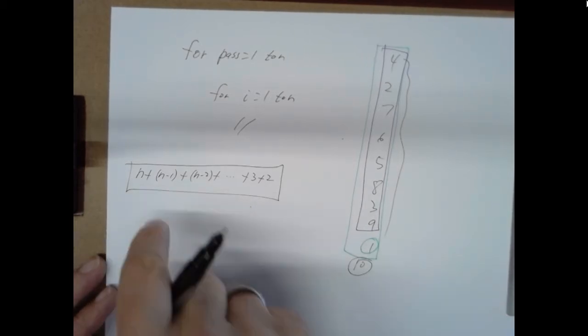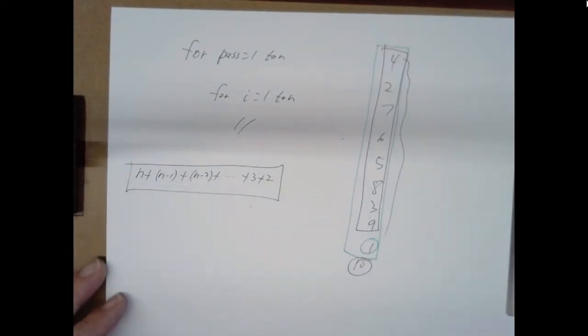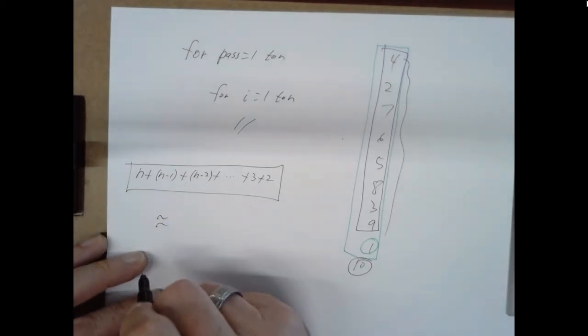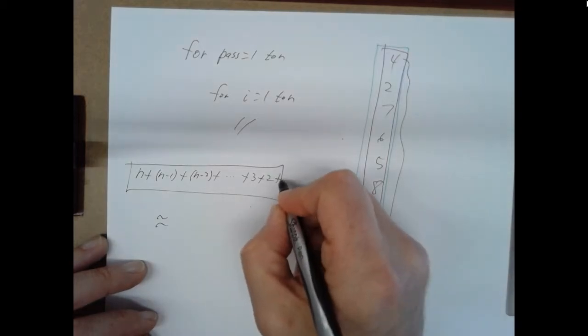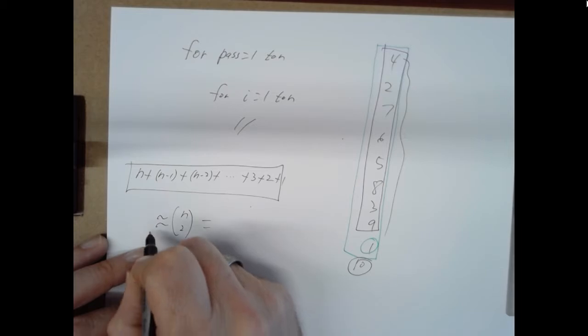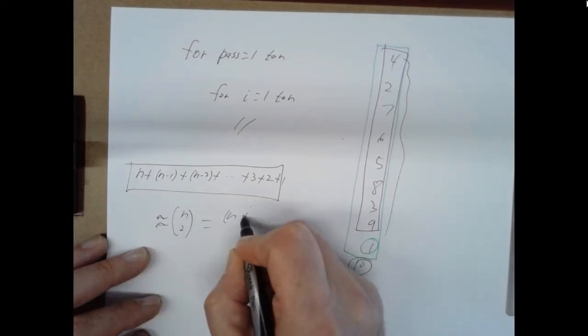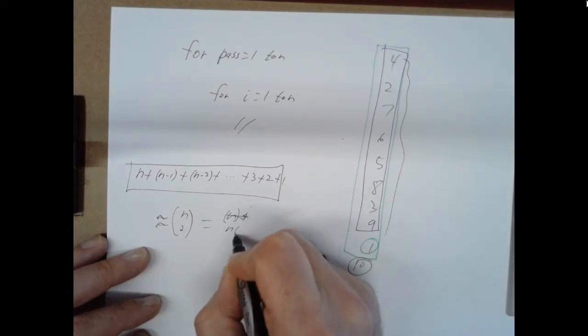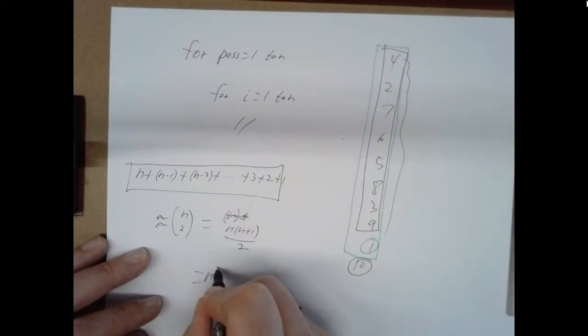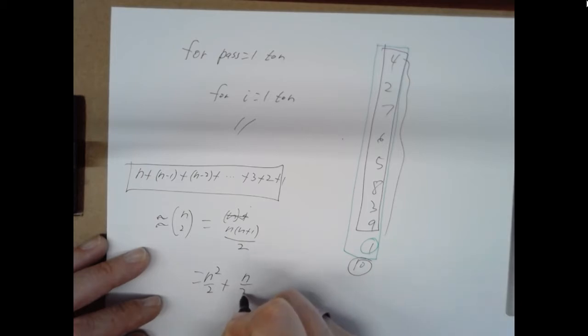And do we know a formula for this? Oh, yes, we do. It's n choose 2. Let's throw an extra 1 on the end. Oh, right, n choose 2 minus 1. Right. And it's also n times, I think it's n plus 1 over 2, which is n squared over 2 plus n over 2.